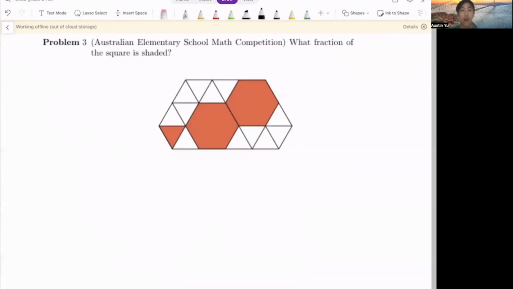Problem 3, what fraction of the square is shaded? Looking here, we see that there are tiny triangles, so we need to fill these in and see how many triangles there are, and then we can solve it from there.